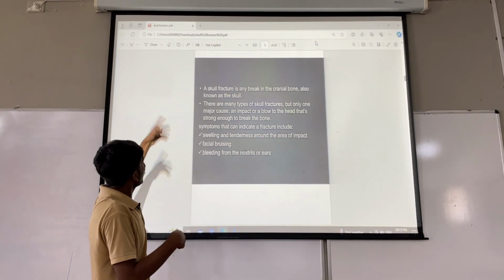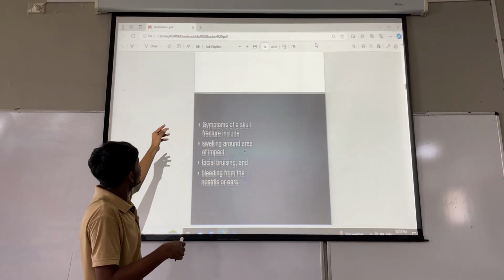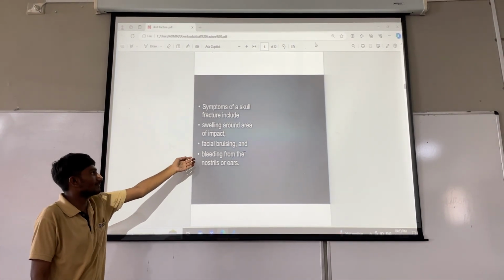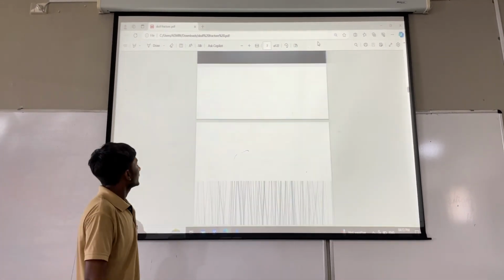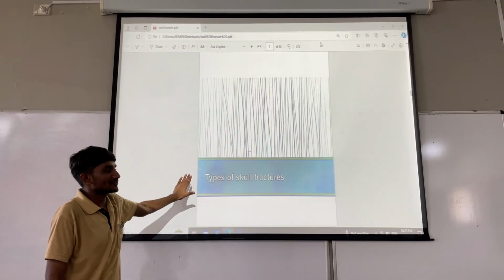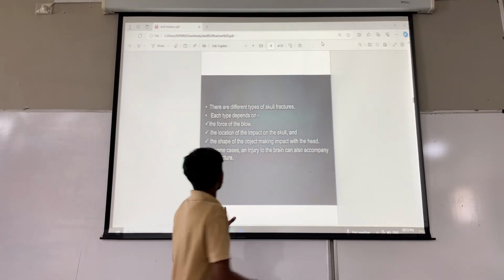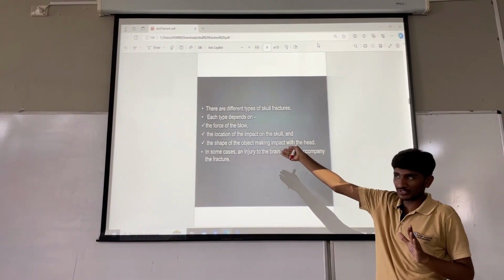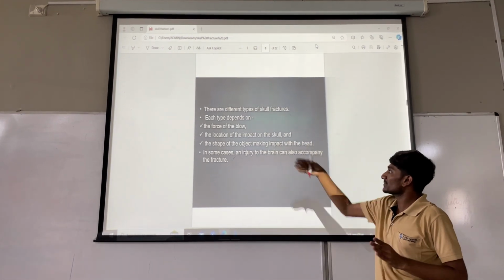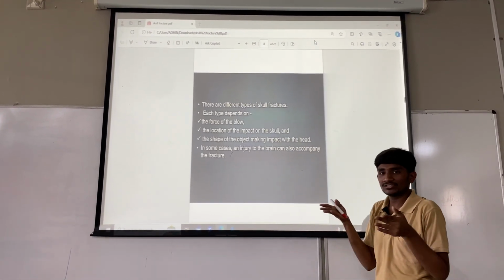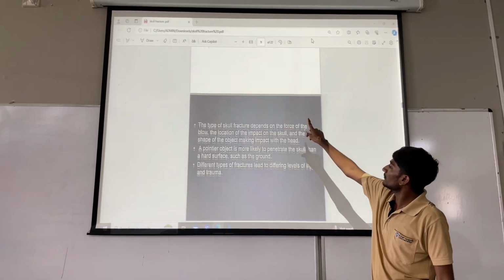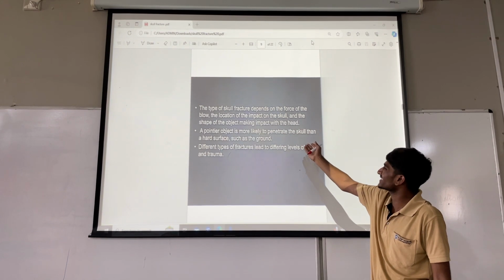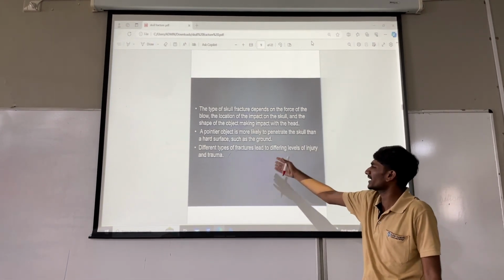Then we go to more symptoms. Symptoms of skull fracture include swelling around the area of impact, facial bruising and bleeding from the nostril or elsewhere. Then types of skull fracture. There are different types of skull fracture, and each type depends on the force of the blow, location and shape. In some cases, injury to the brain can also accompany the fracture. The type of fracture depends on the force of the blow and the location of impact on the skull. Different types of fracture lead to different injury or trauma.